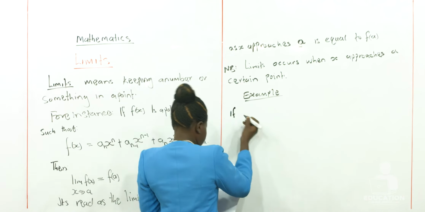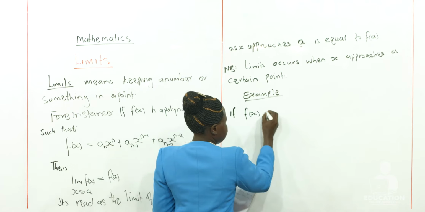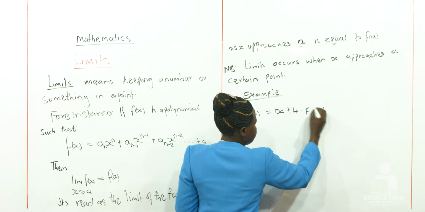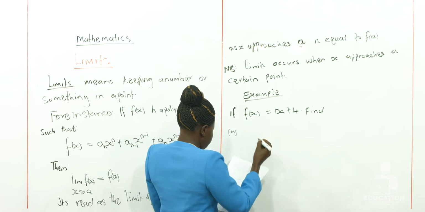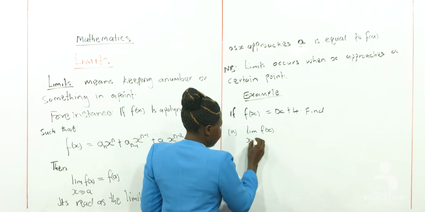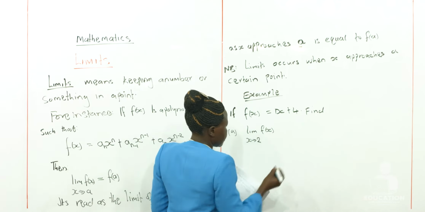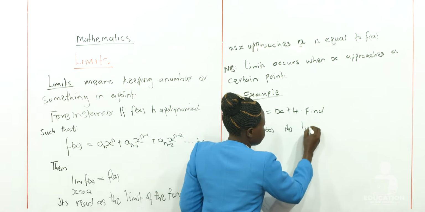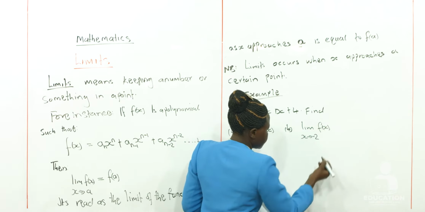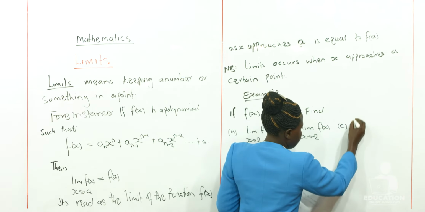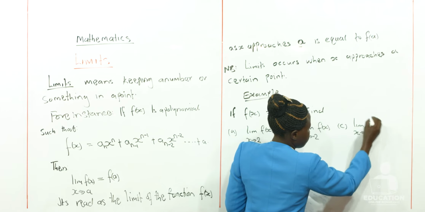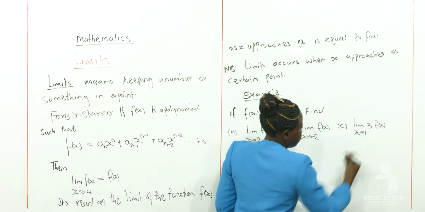So let us look at an example. If f(x) equals x plus 4, find: a, the limit of f(x) when x is approaching 2; b, the limit of f(x) when x is approaching negative 2; and c, the limit of f(x) when x is approaching 1.